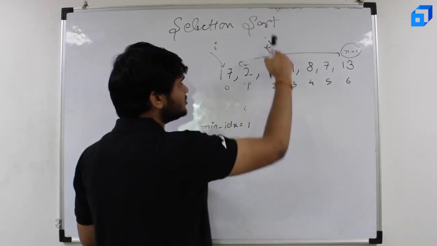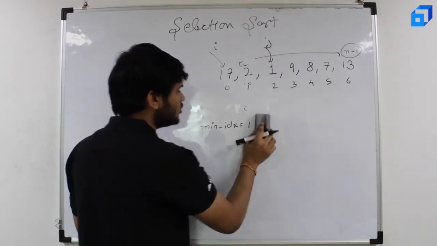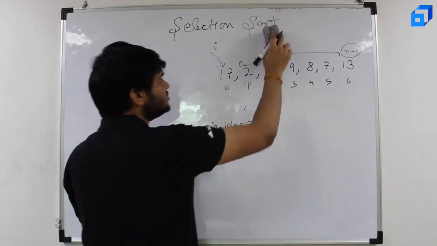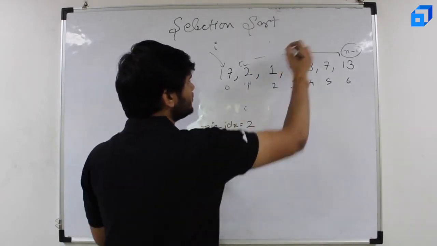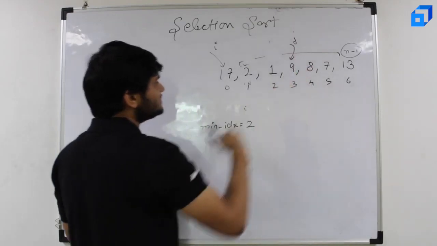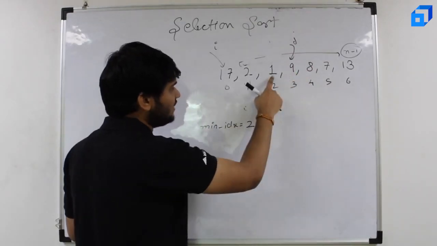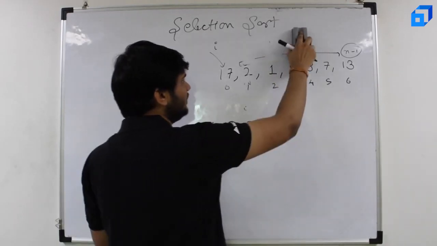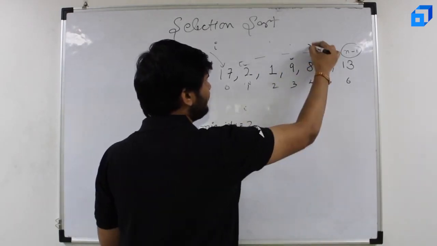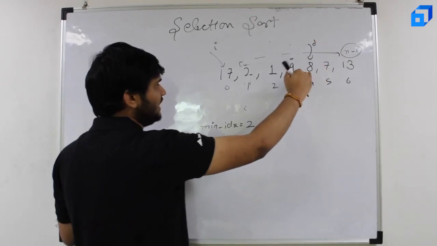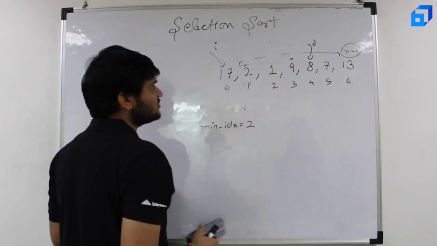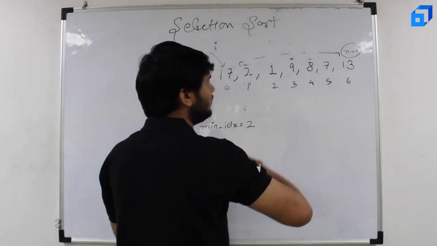So here you can see j is pointing to a much lesser element. So we will again update the value of the minimum index as 2. And again j will be incremented, right? So now j will be pointing here, and you can see 9 is not less than 1, because 1 is pointed by the minimum index. So we will not update the minimum index, and again j will be pointing here. Now 8 is also not less than the element pointed by the minimum index, which is 1. Again j will be incremented.